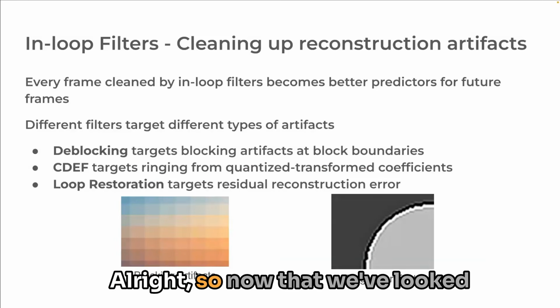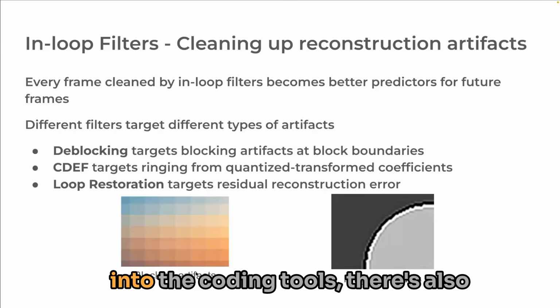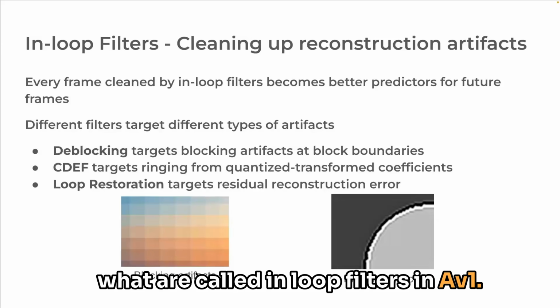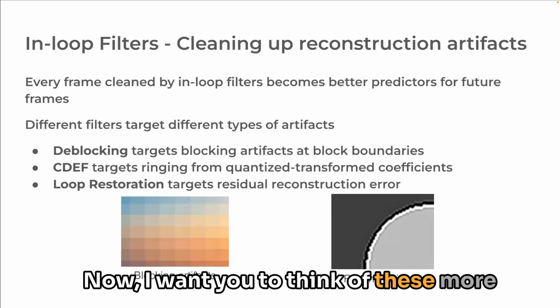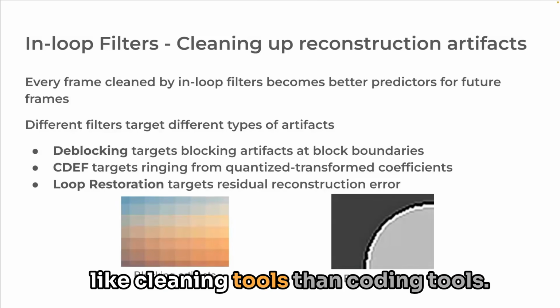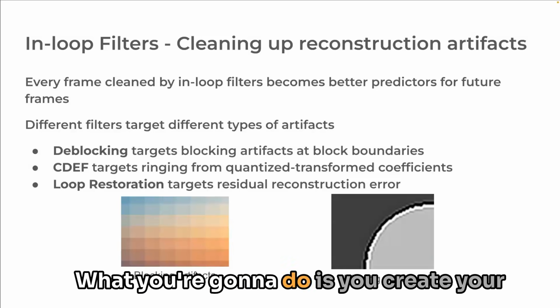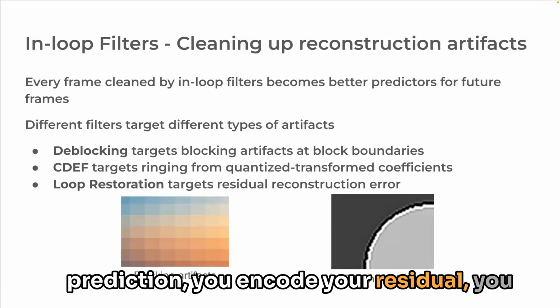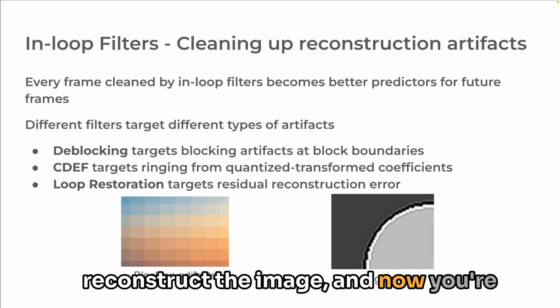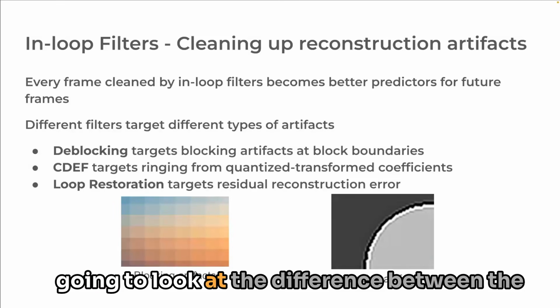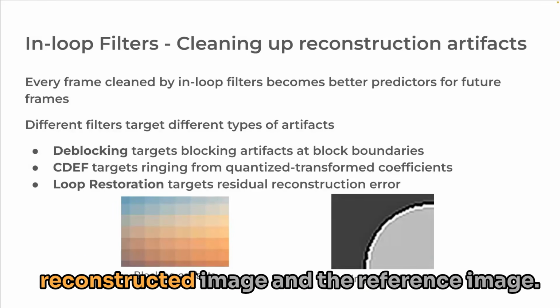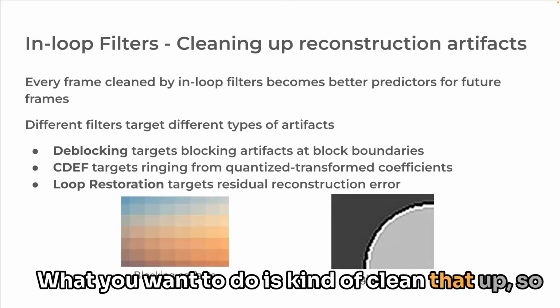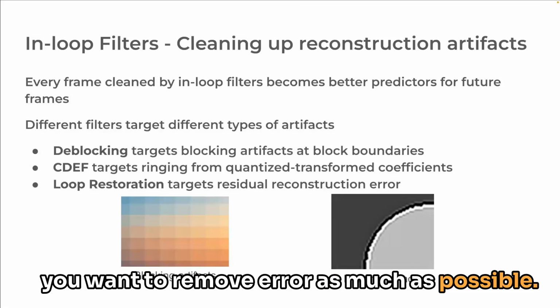All right, so now that we've looked into the coding tools, there's also what are called in-loop filters in AV1. Now, I want you to think of these more like cleaning tools than coding tools. What you're going to do is you create your prediction, you encode your residual, you reconstruct the image, and now you're going to look at the difference between the reconstructed image and the reference image. What you want to do is kind of clean that up. So you want to remove error as much as possible.